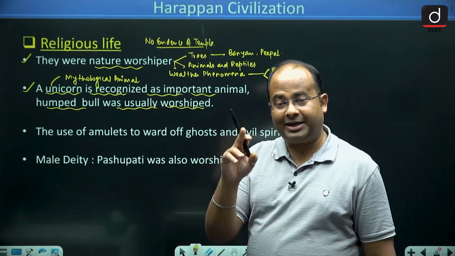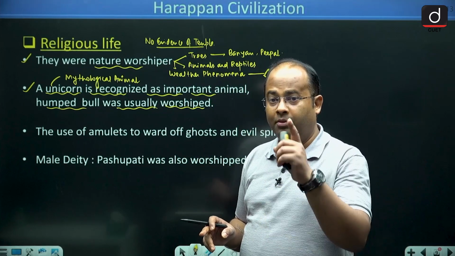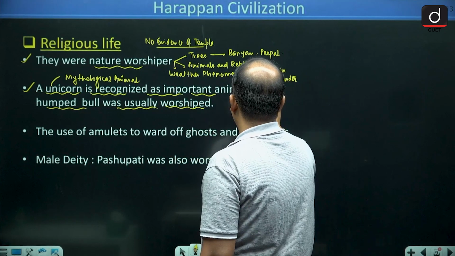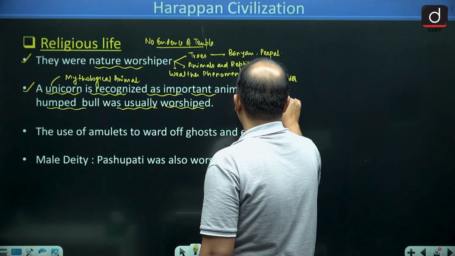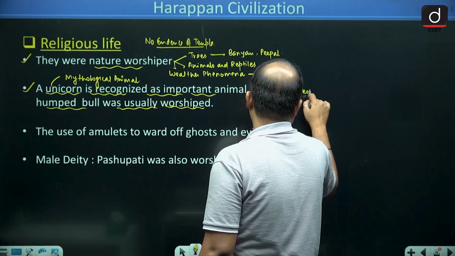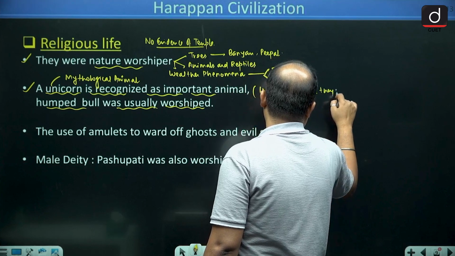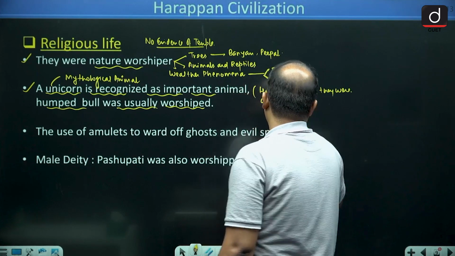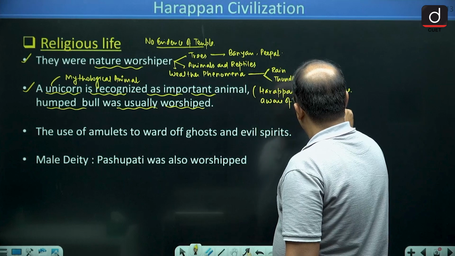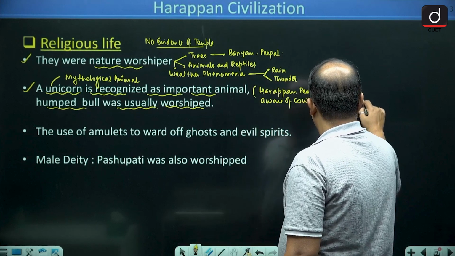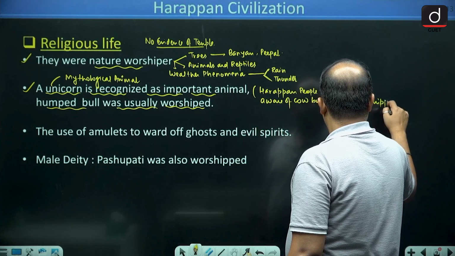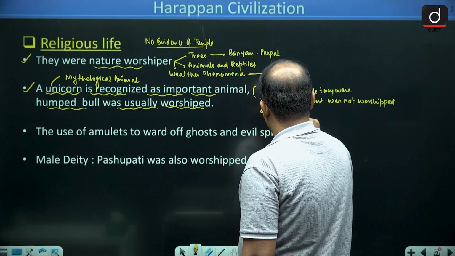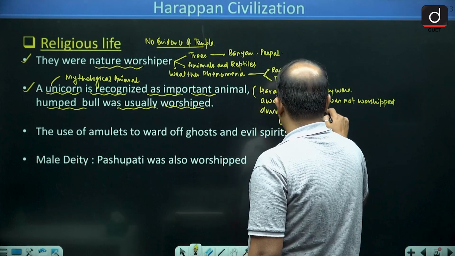Now you will find that at that point of time they were aware of the cow, but the cow was not considered the most important or worshipped animal. It is said that Harappan people were aware of the cow but it was not worshipped during the period.